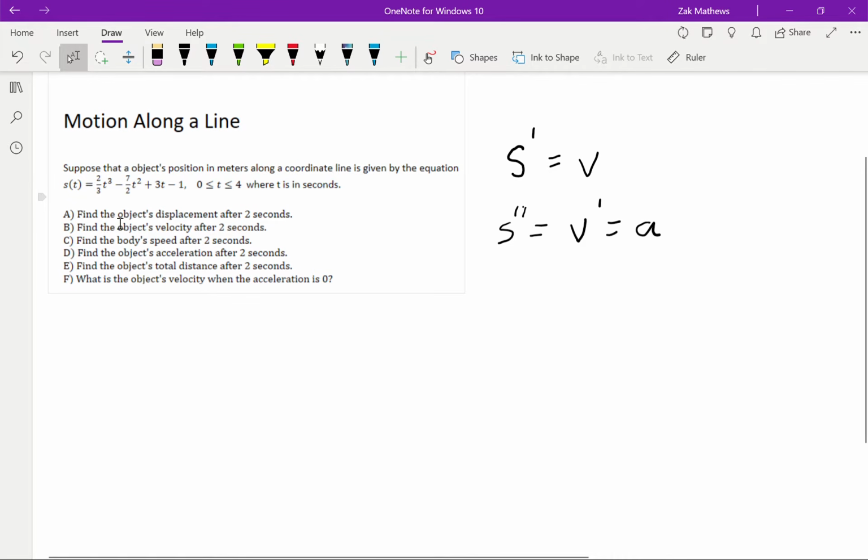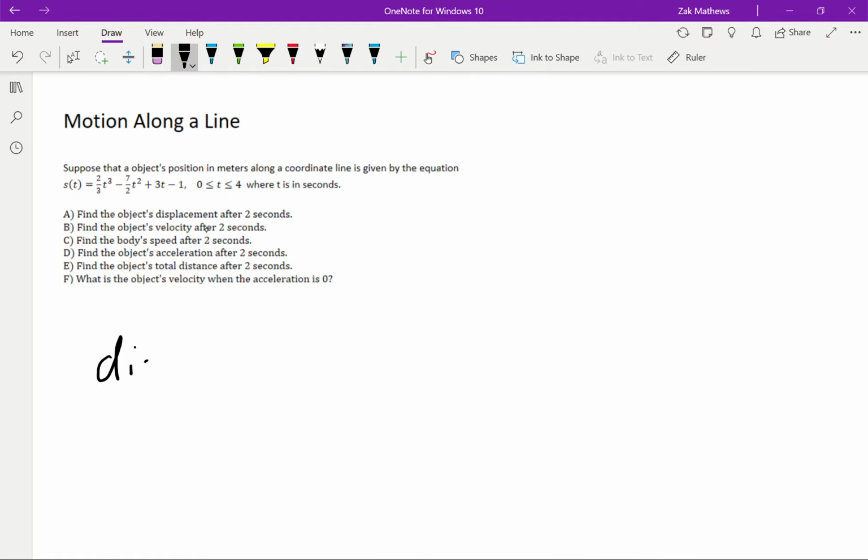First, the problem asks us to find the object's displacement after 2 seconds. Let's talk about displacement versus distance. They sound very similar, but they are different. In order to talk about displacement versus distance, we really need to start with the discussion of vectors versus scalars. A vector takes into consideration direction. A scalar just looks at the total magnitude. So we need to determine which of these is the vector and which is a scalar.